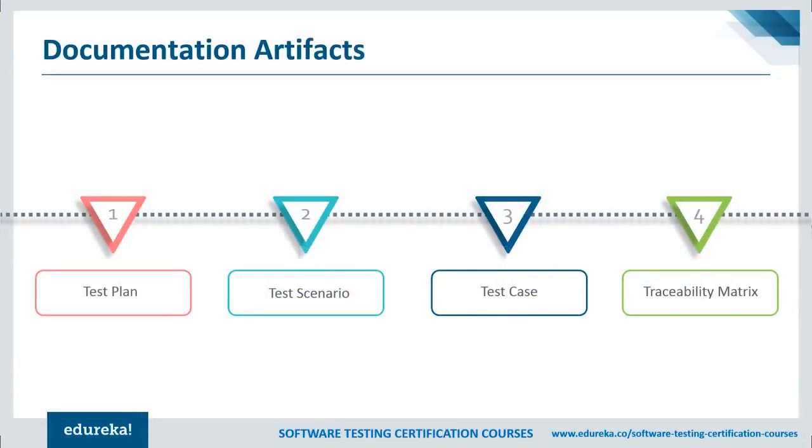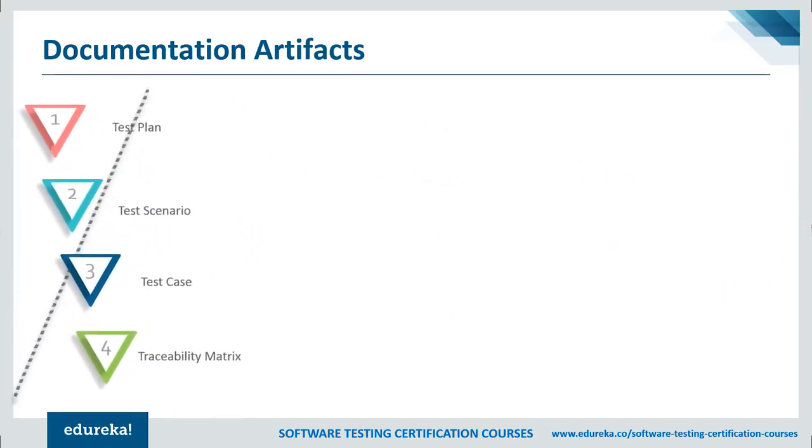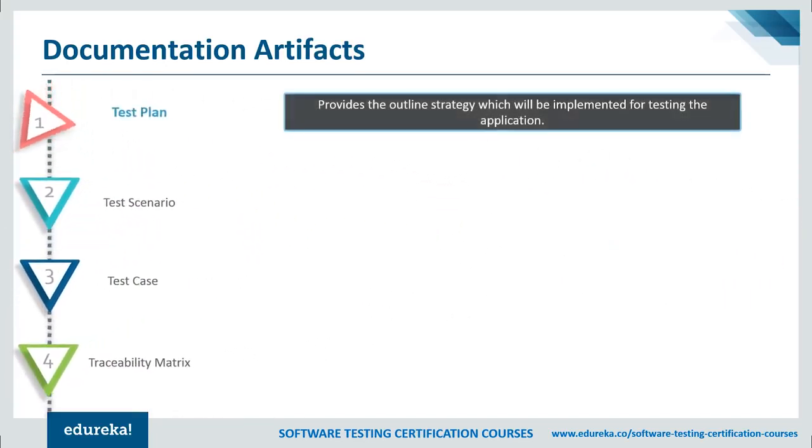So why do you think documentation is necessary? Some commonly applied documentation artifacts associated with software testing are test plan, test scenario, test case, and traceability matrix. Let's discuss each of these in brief. First, test plan. A test plan provides the outline strategy which will be implemented for testing the application, and the resources which will be needed are also described. It also holds the details about the environment in which the test will be performed.